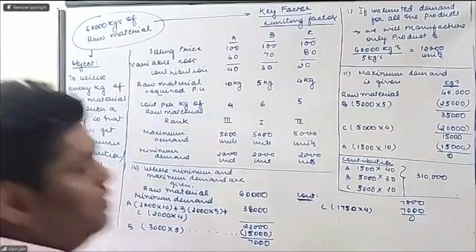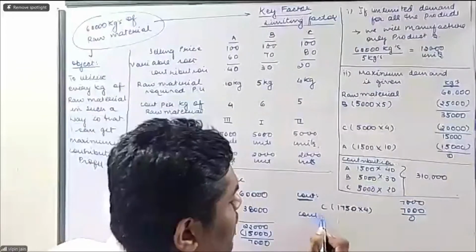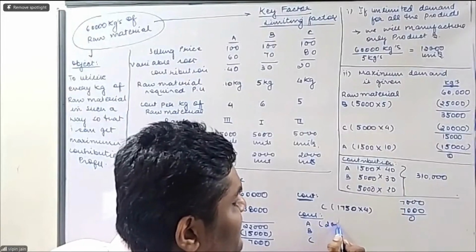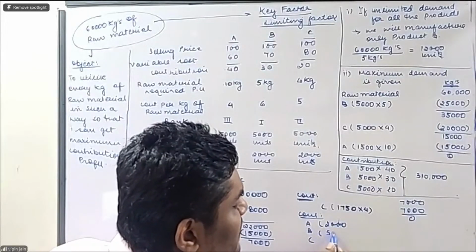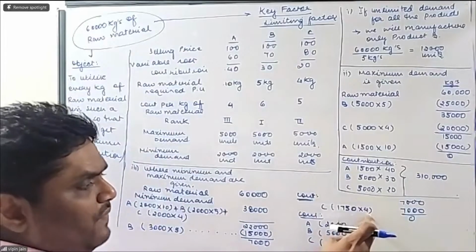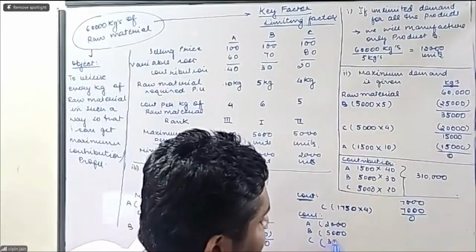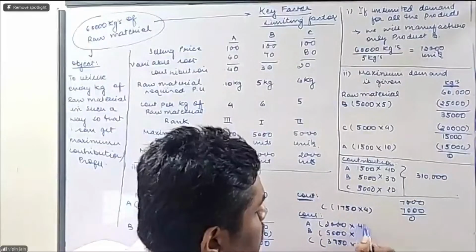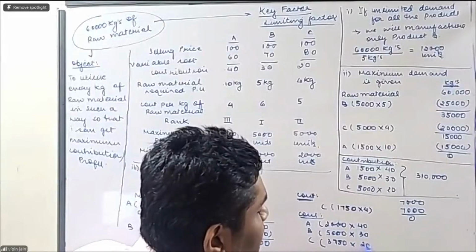So in short, if we want to calculate contribution, A we manufacture 2000, B we manufacture 5000, and C 2000 plus 1750, that is 3750, into 40, 30 and 20.